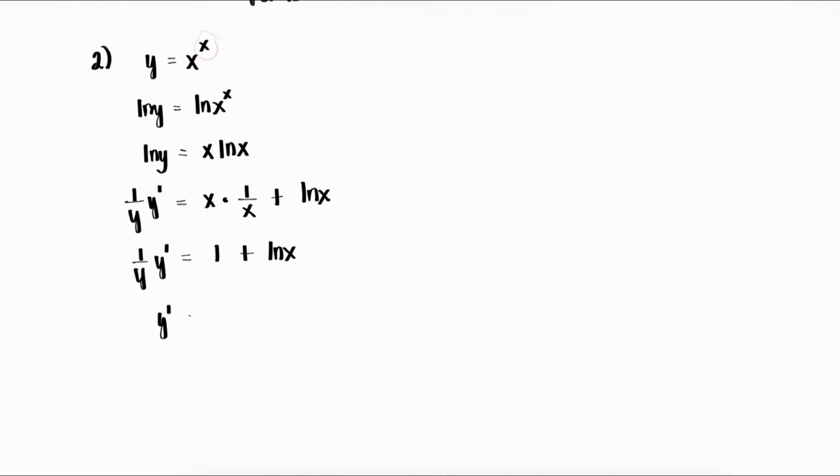So isolating y prime, it is equal to y times 1 plus ln x. But then we have to express y again in terms of x, and y is equal to x to the power of x. So y prime is x to the power of x times 1 plus ln of x. And that is our derivative using logarithmic differentiation. So actually, by using logarithmic differentiation, if there is already a variable in the base and in the exponent, we can simplify it to a formula.